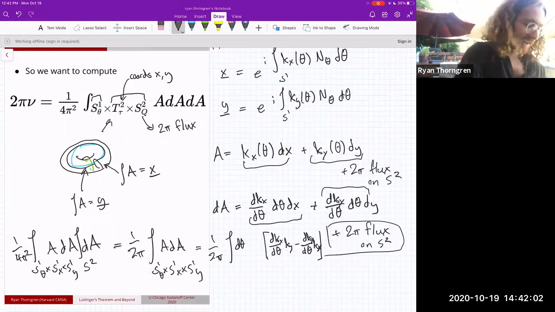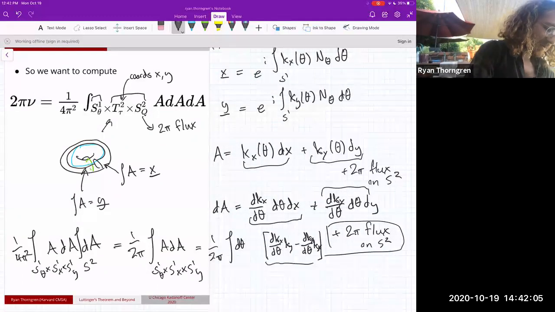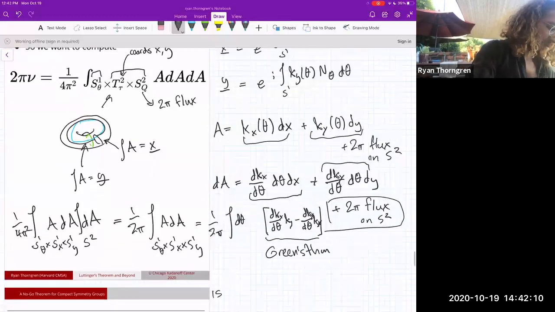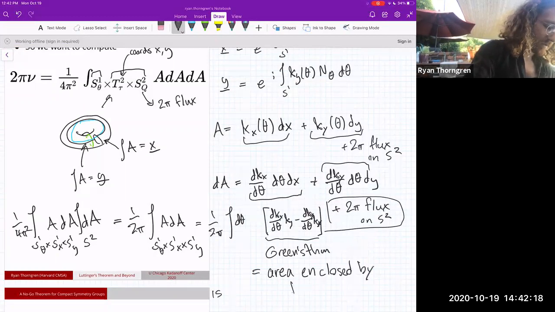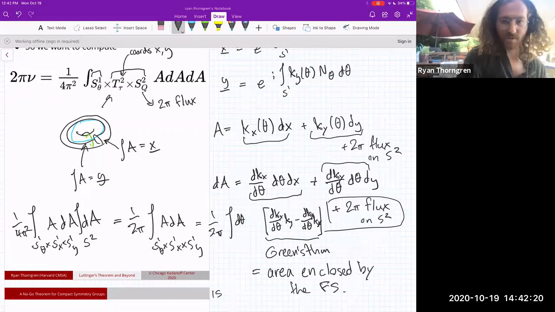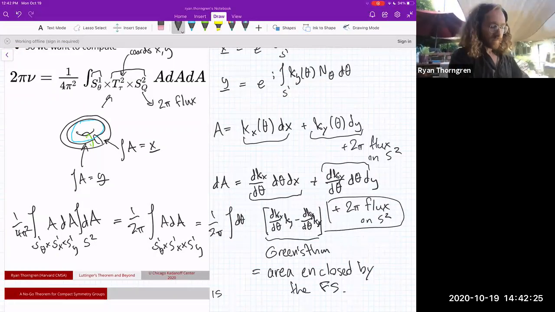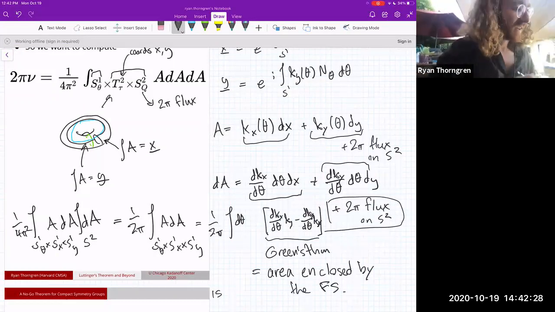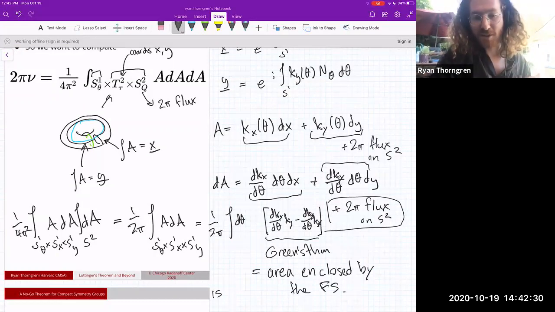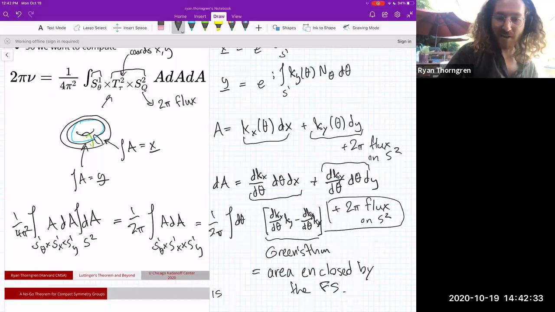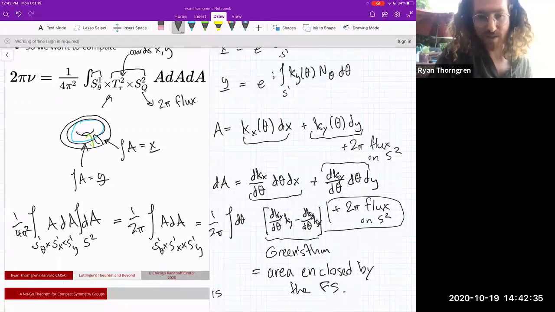And what you might recognize is that this is Green's theorem in the plane. And this is equal to the area enclosed by this curve, which is the Fermi surface. So indeed, the anomaly matching works given Luttinger's theorem, or from another point of view, if you take the anomaly matching as sacrosanct, then we've derived Luttinger's theorem by evaluating it for the Fermi liquid.